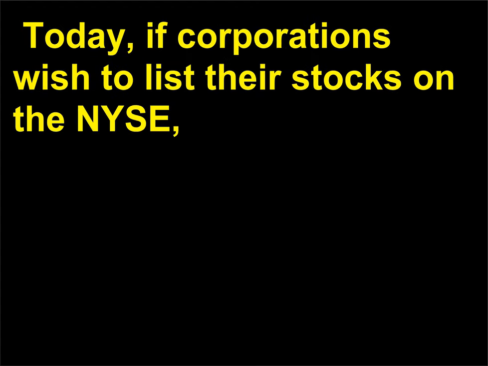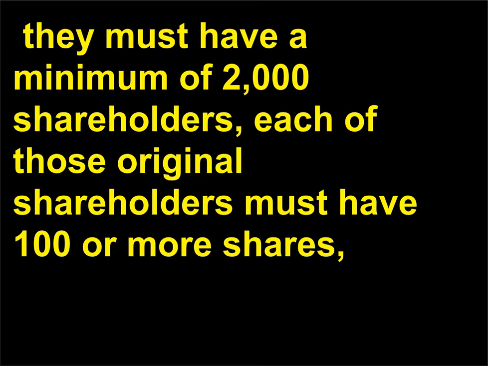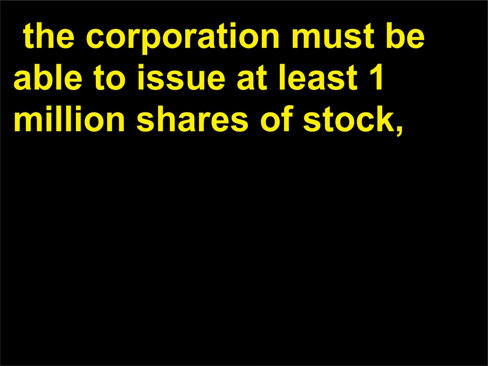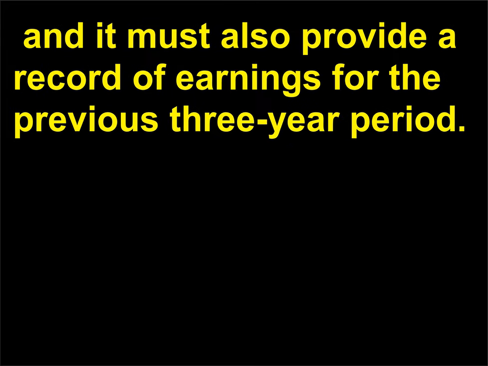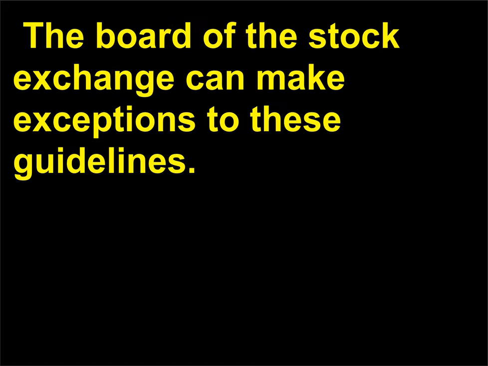Today, if corporations wish to list their stocks on the NYSE, they must have a minimum of 2,000 shareholders. Each of those original shareholders must have 100 or more shares. The corporation must be able to issue at least 1 million shares of stock, and it must also provide a record of earnings for the previous 3-year period. The board of the stock exchange can make exceptions to these guidelines.